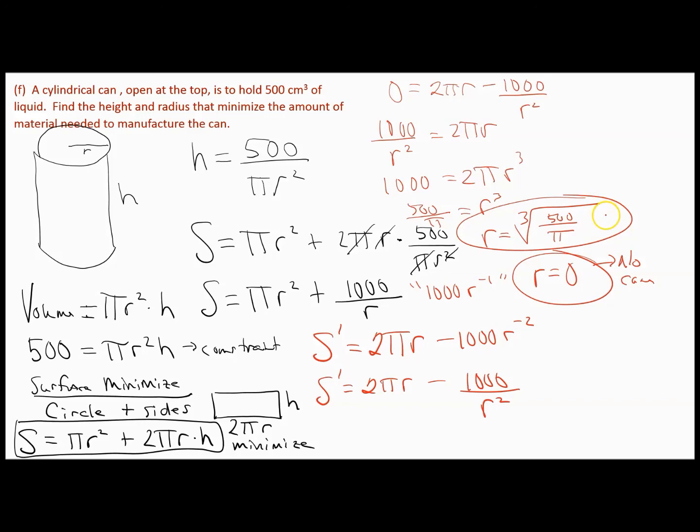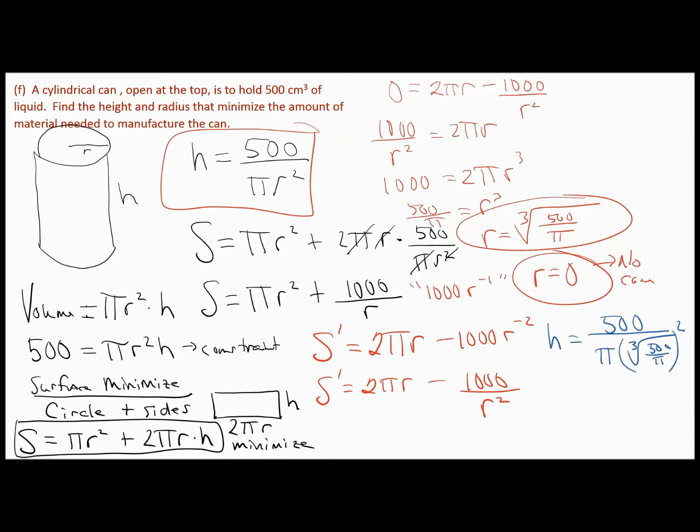Okay, all right, now the next thing that we're going to do is find the height. Okay, now how do I find height? Right here. Okay, so we have height, change colors so it's easier to follow. Height is equal to 500 divided by pi, and then we have r, which is the cubed root of 500 over pi, and it's squared.